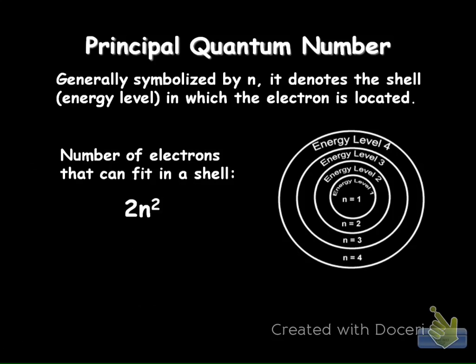The number of electrons that can fit in a shell is found by this little simple equation, 2n squared. So on the first ring, plug in a 1. There can be 1 squared, 1 times 2, or 2 electrons. On the fourth ring, 4 squared is 16, times 2 is 32, so 32 electrons can fit on the fourth shell.